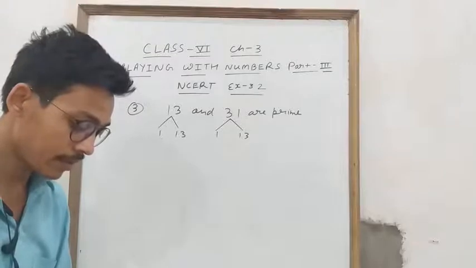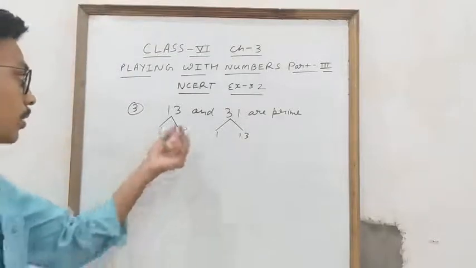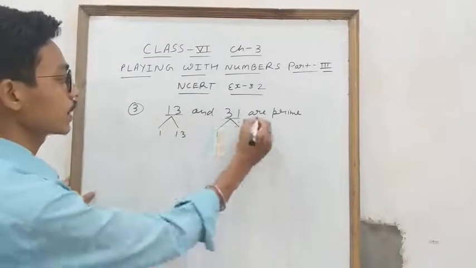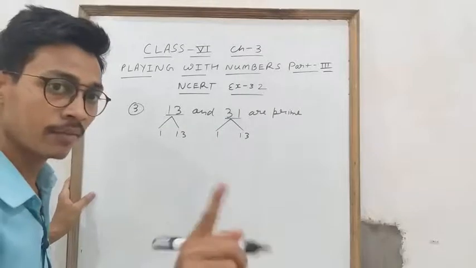Up next is given that both these numbers have the same digits, 1 and 3. Find such pairs of prime numbers up to 100. Look, both have the same digits 1 and 3. Clear? So one example I will give, next you will do yourself.